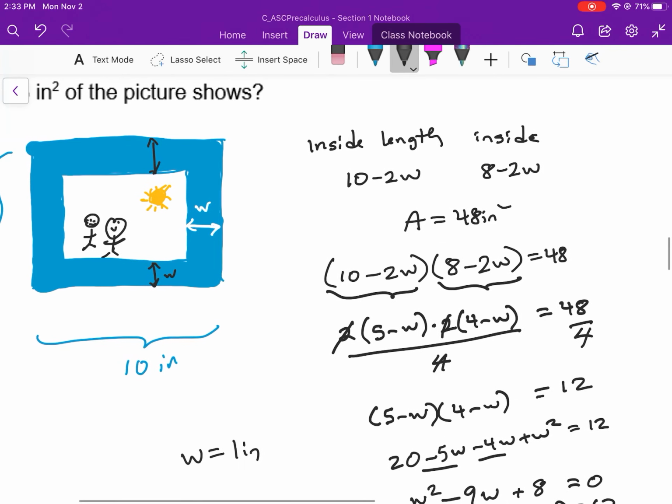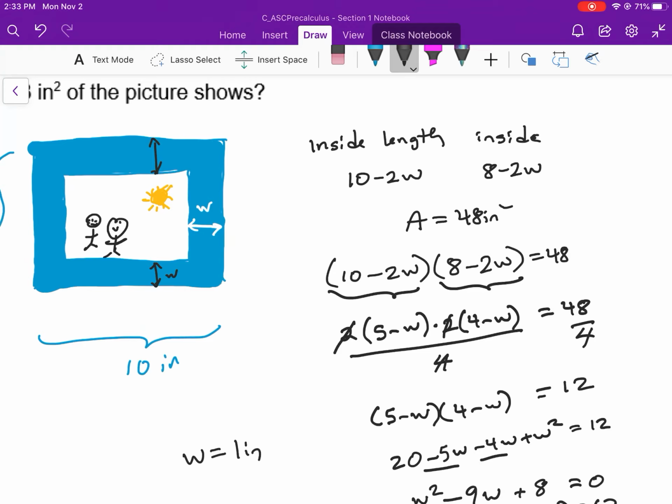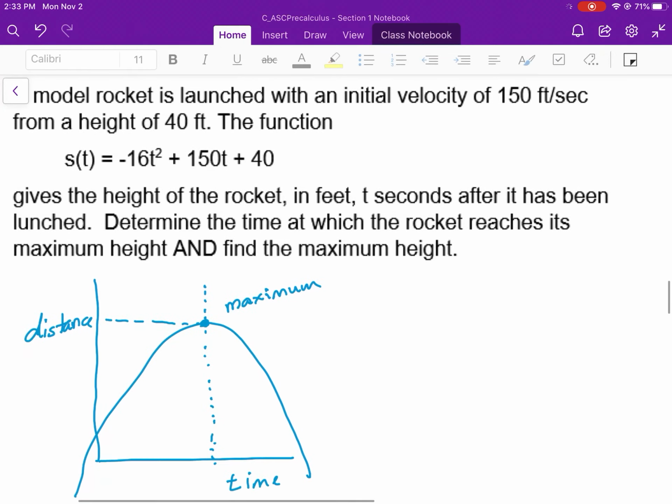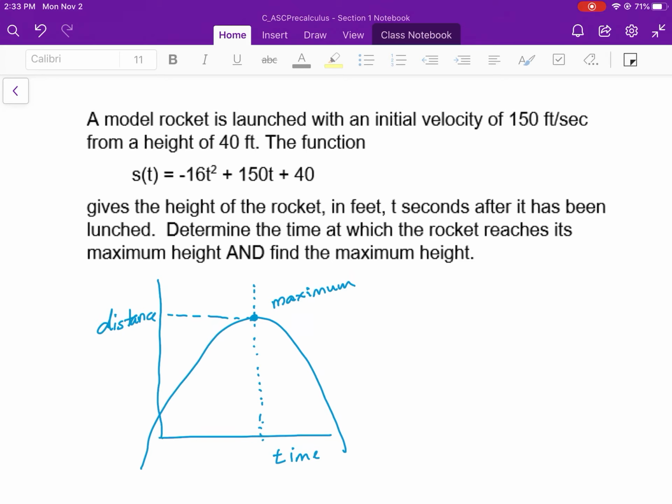And you're like, oh, that kind of makes sense, because if this is 1 inch and this side here is 1 inch and this side is 1 inch, 10 minus 2 is 8 inches. And then 8 minus 2 is 6, and 6 times 8 is 48. I might have been able to guess that answer. You probably didn't get any of that. Anyway, rambling.